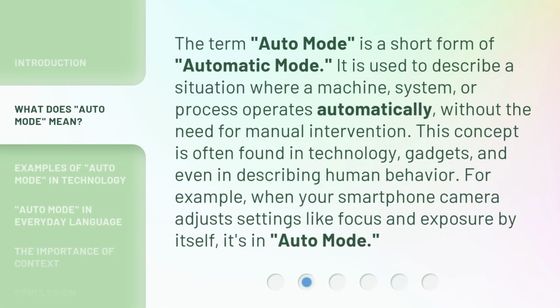The term auto mode is a short form of automatic mode. It is used to describe a situation where a machine, system, or process operates automatically, without the need for manual intervention. This concept is often found in technology, gadgets, and even in describing human behavior. For example, when your smartphone camera adjusts settings like focus and exposure by itself, it's in auto mode.